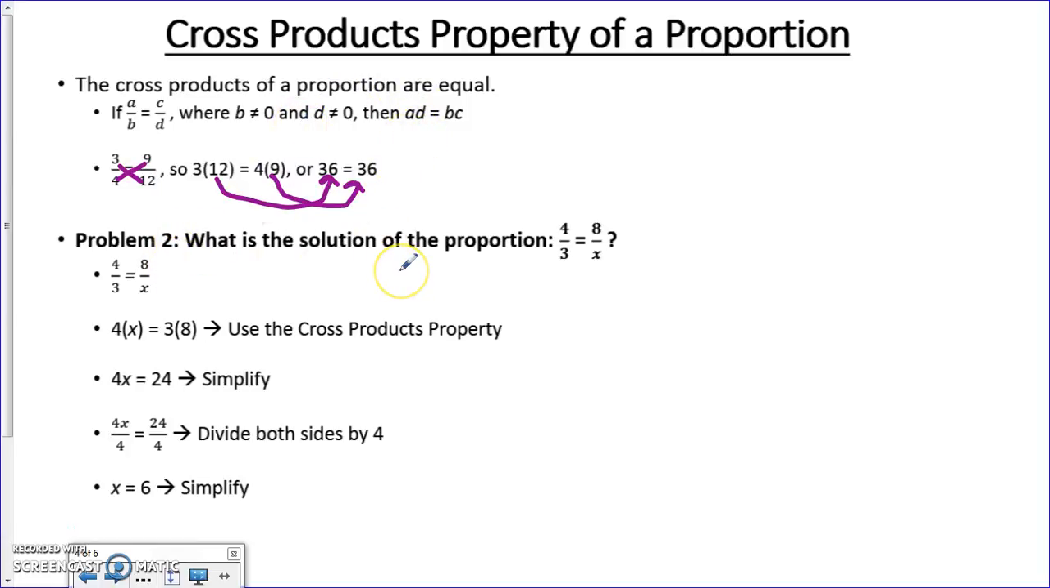Problem 2. What is the solution of the proportion 4 over 3 equals 8 over x? Similar to the problem you just saw, but now you can use the cross products property to get rid of fractions, because we all know that you guys hate fractions, and to solve for x. So if we cross multiply, 4 times x equals 3 times 8. 4x equals 24. Now you can treat this as a one-step equation, divide both sides by 4, and you get x equals 6.